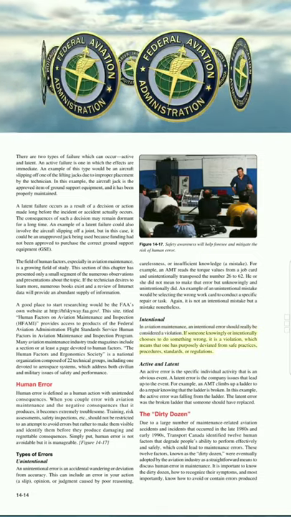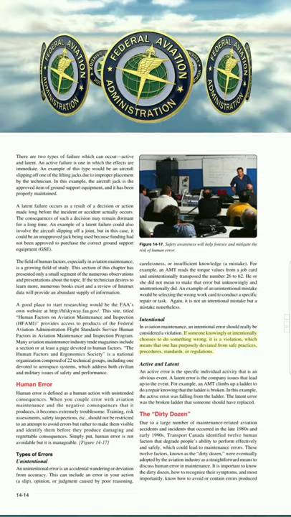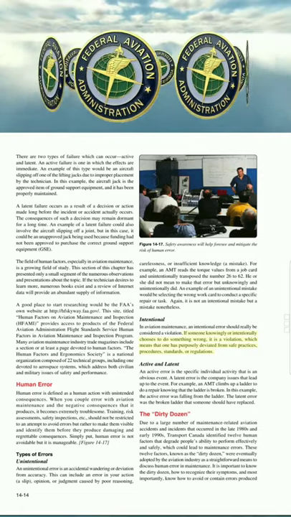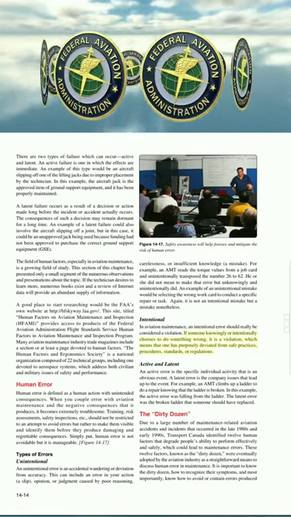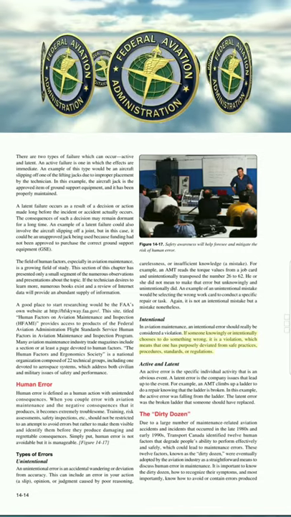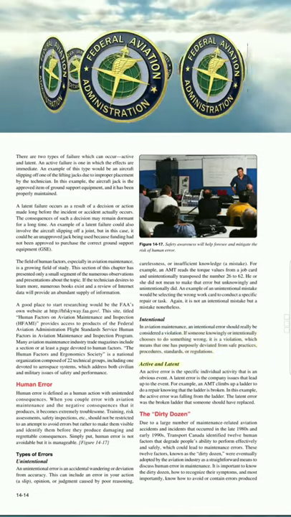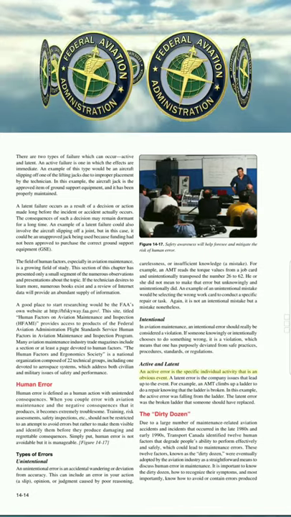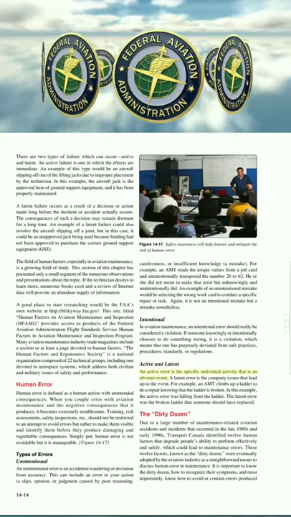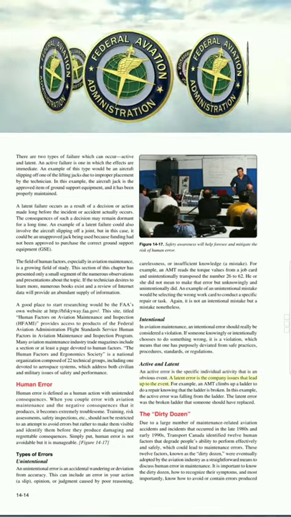If someone knowingly or intentionally chooses to do something wrong, it is a violation, which means that one has purposely deviated from safe practices, procedures, standards, or regulations. Active and latent. An active error is the specific individual activity that is an obvious event. A latent error is the company issues that lead up to the event.